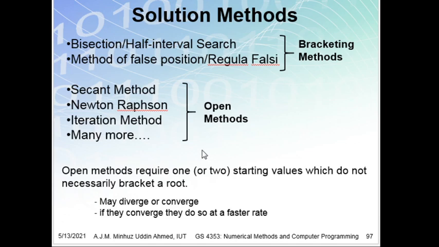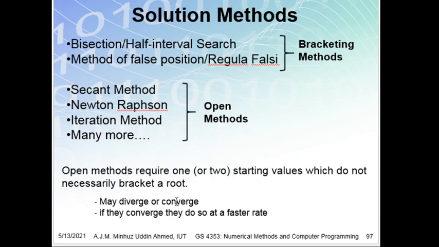So open methods require one or sometimes two starting values, but which do not necessarily bracket a root. That is the first thing here: it might require one or might require two sometimes, but it will not necessarily need to bracket a root. So it may diverge or it may converge.